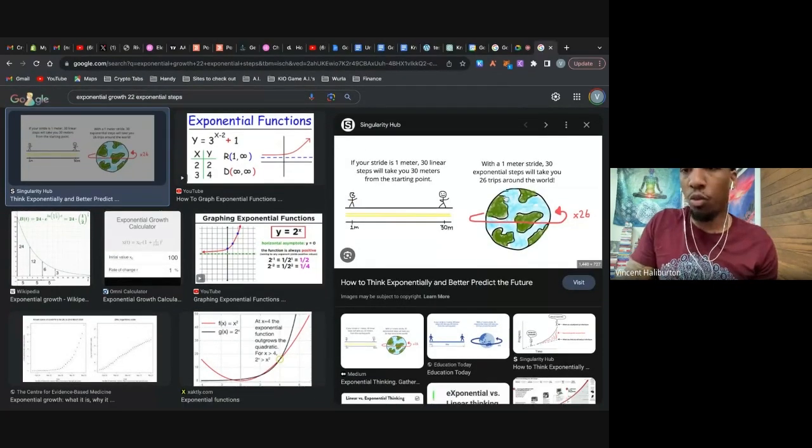We just talked about that. With a 1 meter stride, 30 exponential steps will take you around the world 26 times.